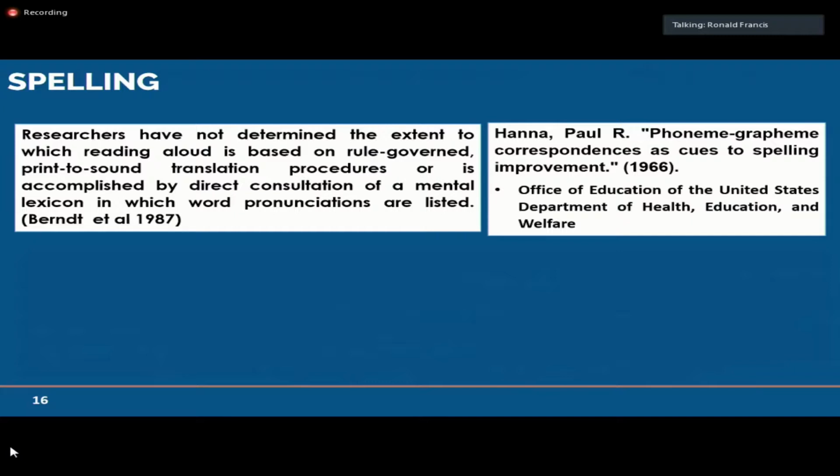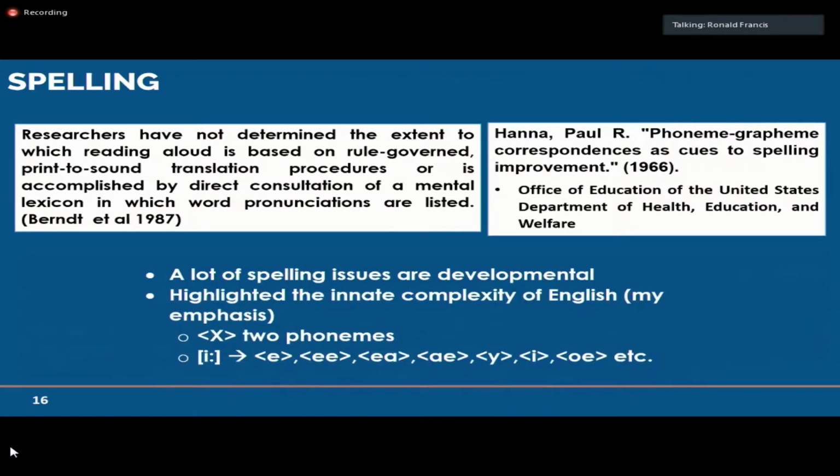The biggest study in this area is "Phoneme-Grapheme Correspondences as Cues to Spelling Improvement," which was done by the Department of Health, Education and Welfare in the United States in 1966. It's like 1,200 pages long, and I really have not finished it. But basically, they said that a lot of spelling issues are developmental and not necessarily due to anything outside of normal cognitive development. They highlighted the innate complexity of English. Of course, that is my emphasis.